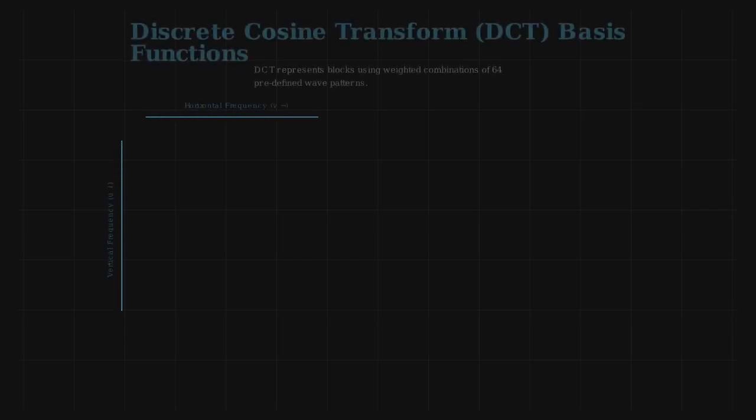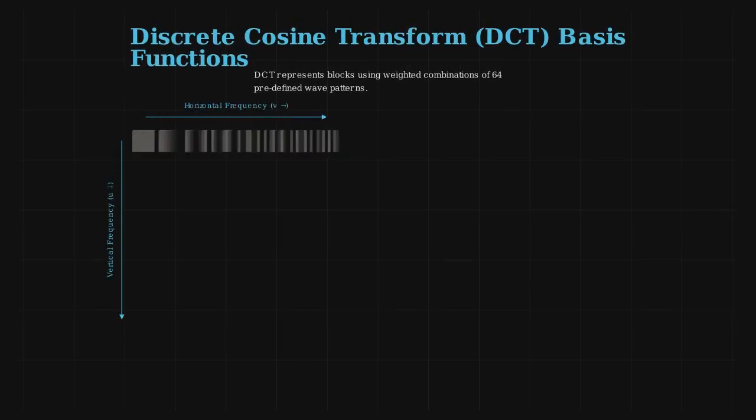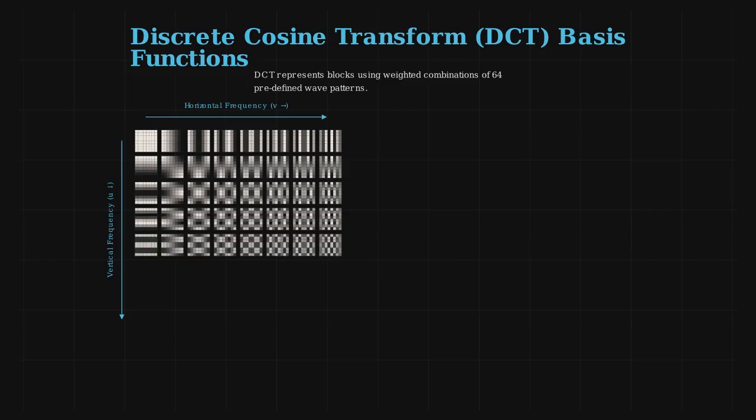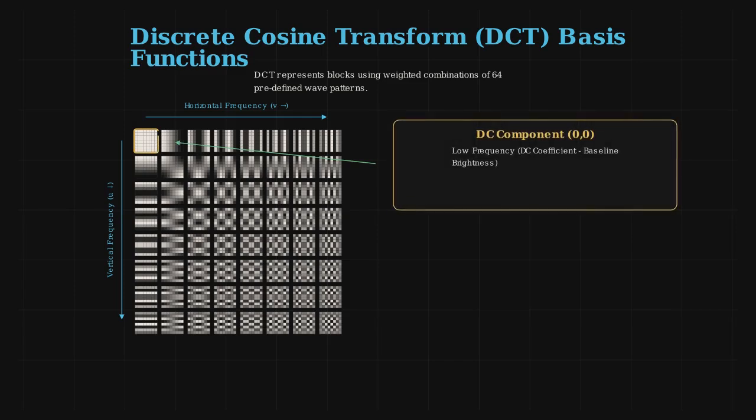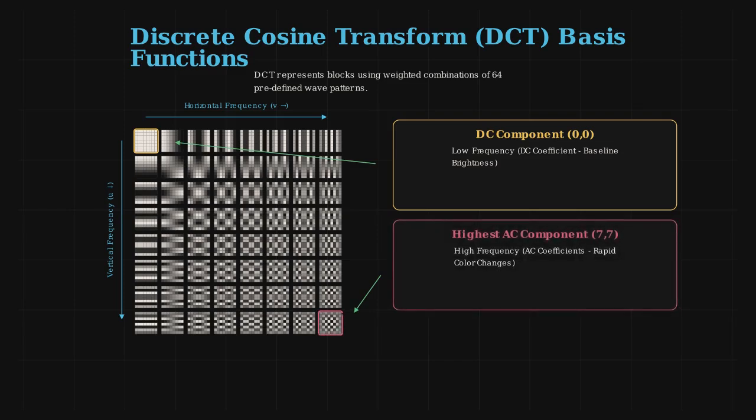Inside each 8 by 8 block, JPEG applies the Discrete Cosine Transform, or DCT. This mathematical step converts spatial pixel brightness values into a combination of 64 standard cosine wave frequencies. Low frequencies representing smooth gradients gather at the top left, while high frequencies representing sharp details sit at the bottom right.